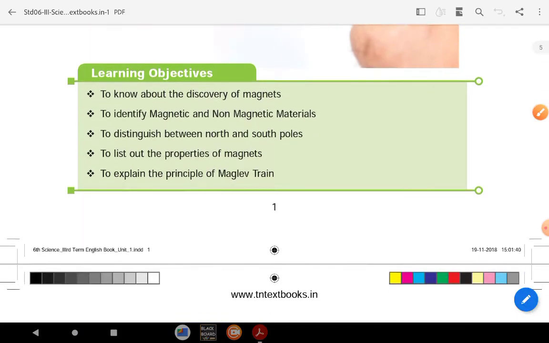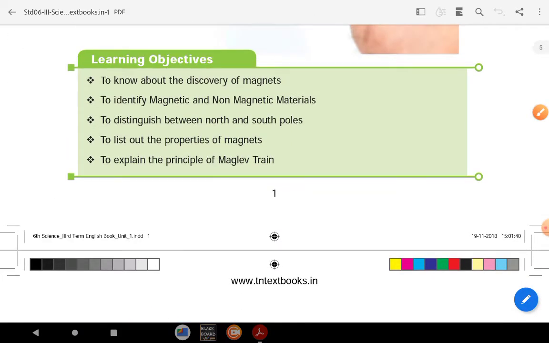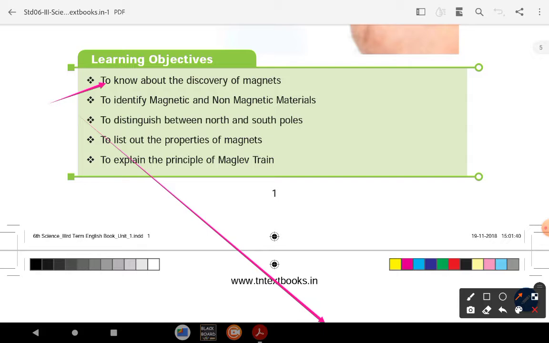Okay, let's start with the learning objectives. What are the learning objectives for this lesson? The first one, to know about the discovery of magnets. In this lesson, you will study how magnets were discovered. Then the second one, to identify the magnetic and non-magnetic materials. What are magnetic materials? What are non-magnetic materials? And how will you find them out? That's what to identify.